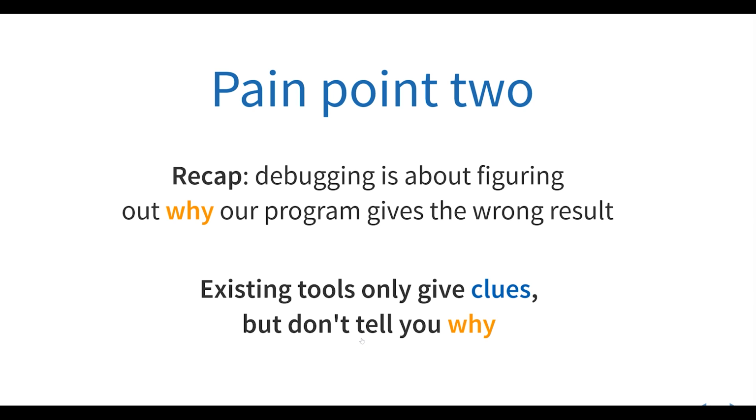Pain point 2. Recall what we mentioned earlier. Debugging is about figuring out why our program gives the wrong result. And existing tools actually only give clues, but they don't tell you why. We'll look at what that means.